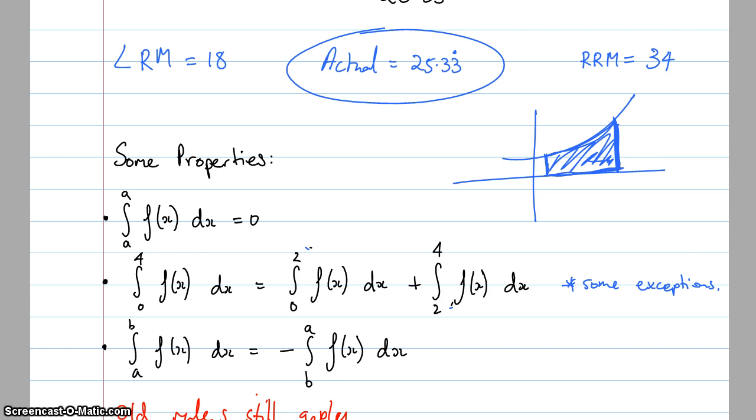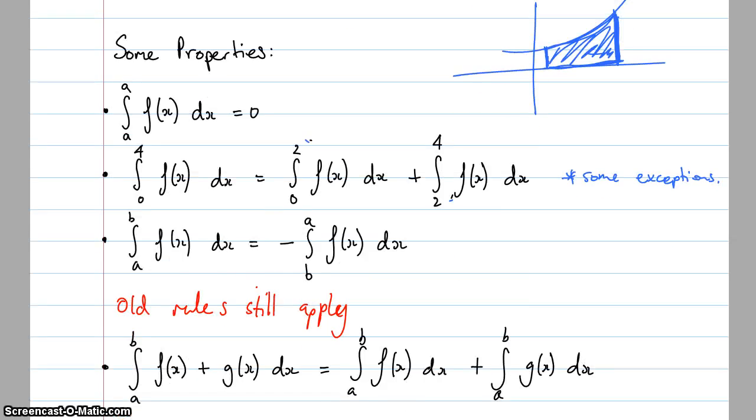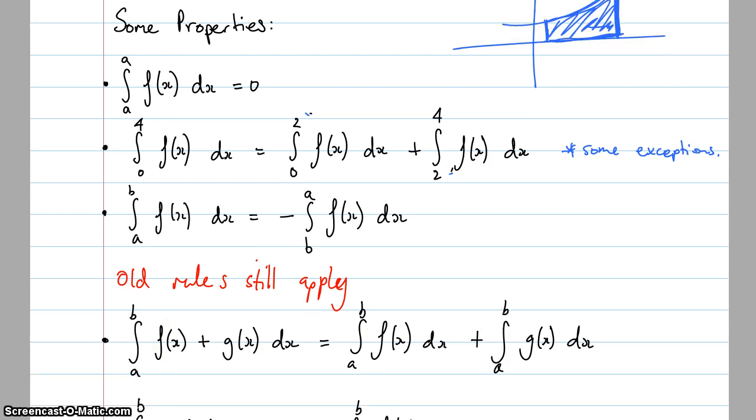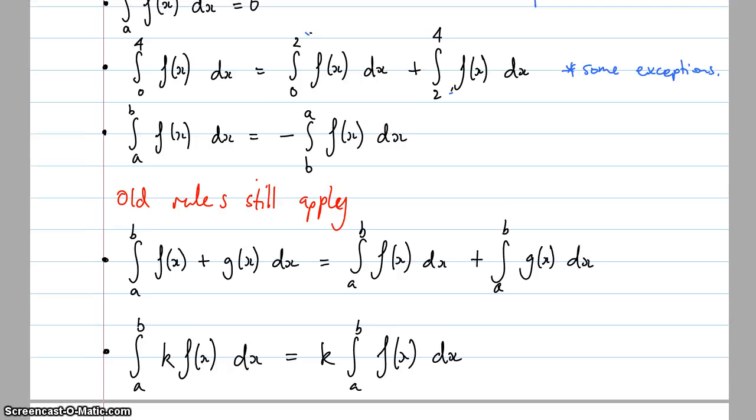And I guess the other thing I want to say is that the old rules still apply. So you can split up the functions. If you've got f of x plus g of x, you can do the integration of those two things separately, like this, if it helps you. Or if you've got them separately, you can put them together, depending on which one is easier for you. And the other one is that you can always drag out a constant if there's a number in front of f of x, or even a letter that's not a variable. Then you can drag that out the front and do the integration like this, or vice versa. You can go that way as well. It just depends on whatever's easiest for you.